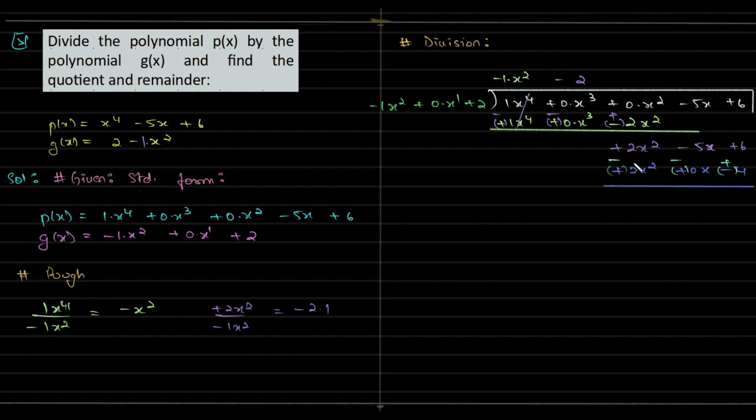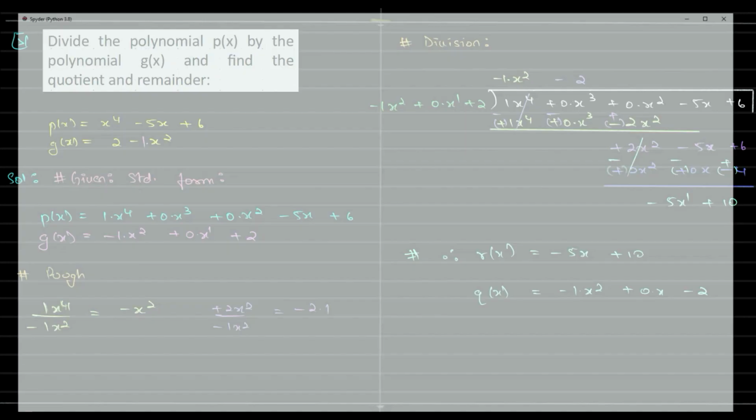Actually 0 will not matter, but anyway, I wrote it. It gets cancelled and we have minus 5x plus 10, right? Now the degree of the new dividend is less than the divisor, so we stop the process of dividing. Therefore the remainder is minus 5x plus 10, while the quotient is minus 1x square plus 0x minus 2.